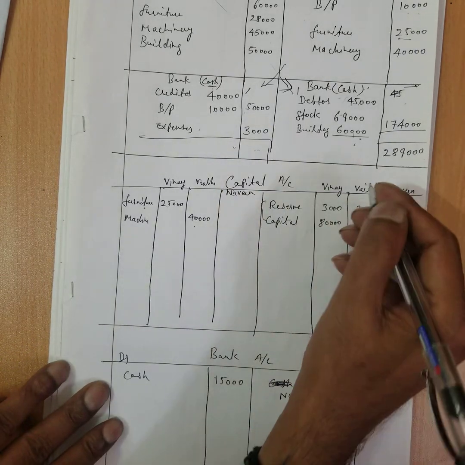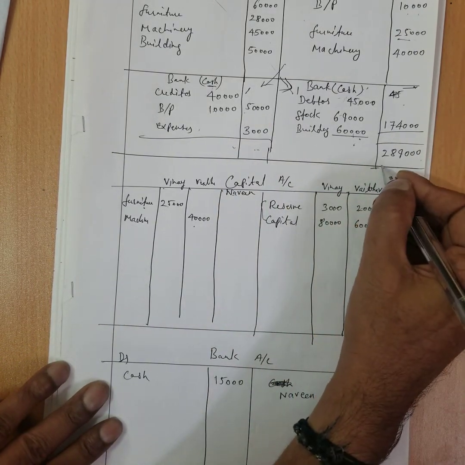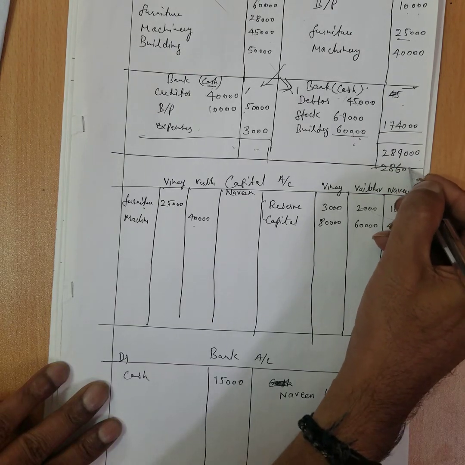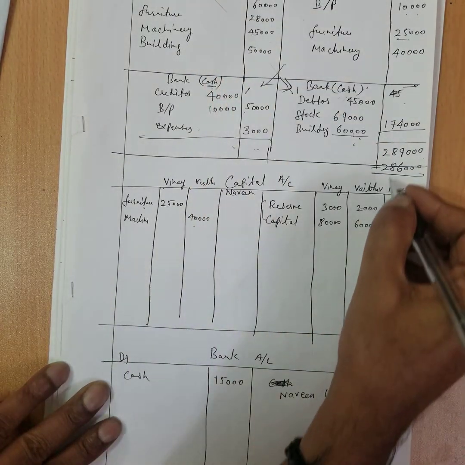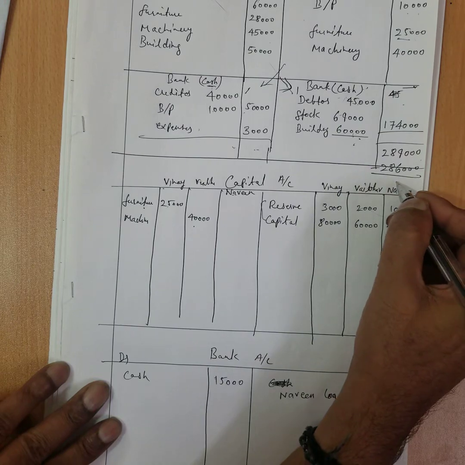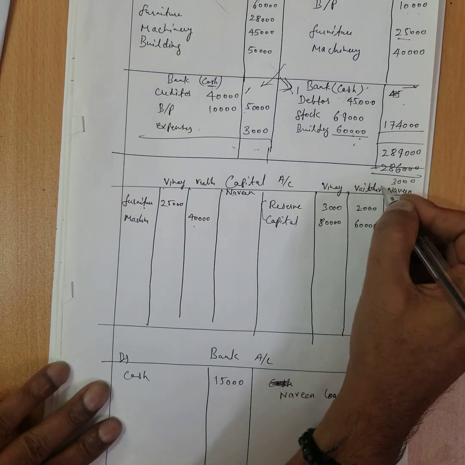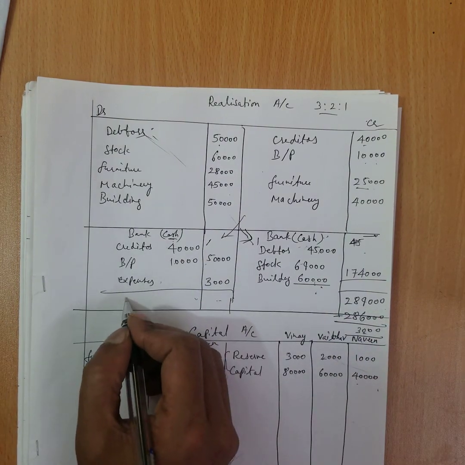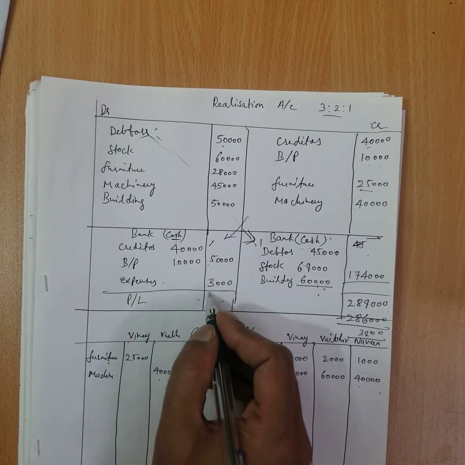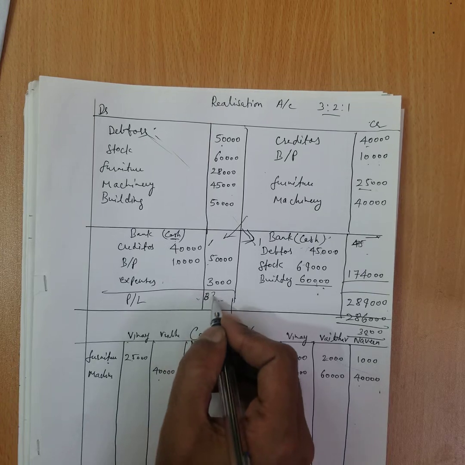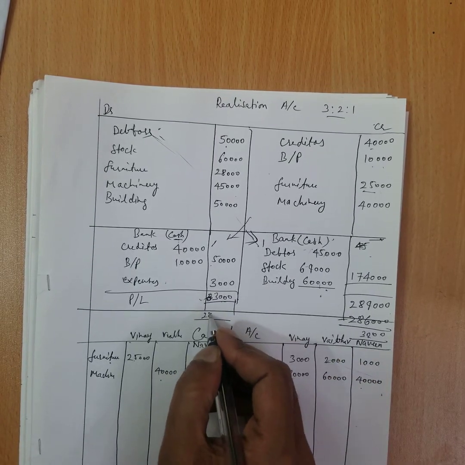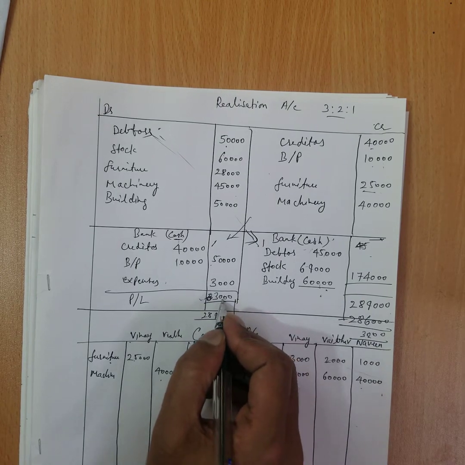2,86,000 has come. So this side is less. If you minus this from this, you will get 3,000 rupees. 3,000 rupees is the realization profit. So realization profit, P&L account, how much is it? 3,000 is the realization profit. If you add up, both the sides will be the same now.